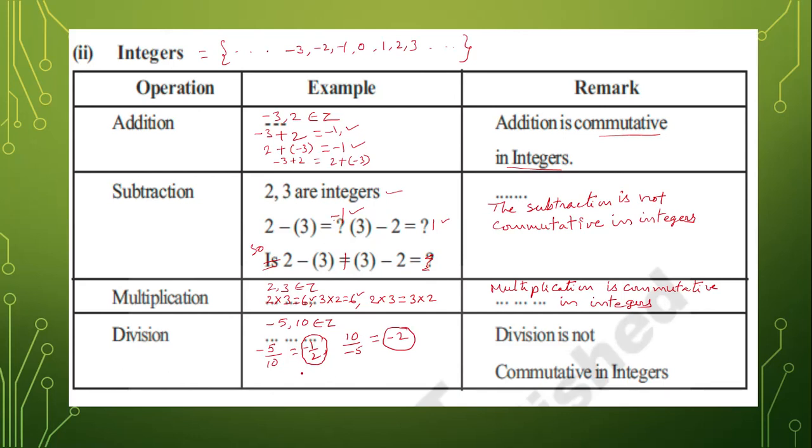That means what you can write? Minus 5 divided by 10 is not equal to 10 divided by minus 5. In both cases, we do not get the same result. In the first instance, we get minus 1 by 2. In the second instance, we get minus 2. That means in both cases, the results are not same. Hence, we can say that division is not commutative in integers. That is written in the third column. Division is not commutative in integers.